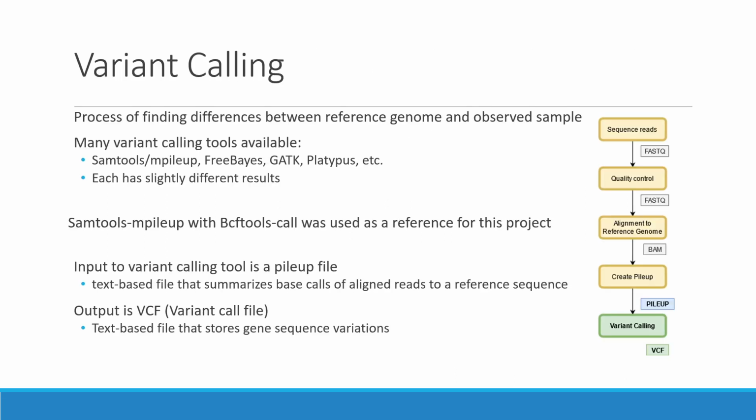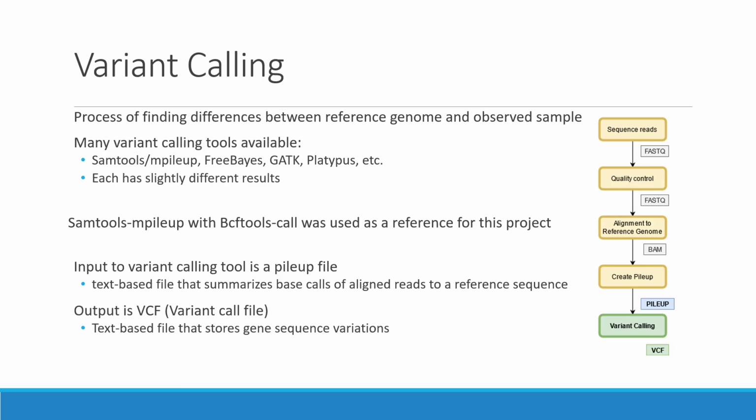Variant calling is a process of finding differences between the reference genome and the observed sample. It is widely used for variant detection, and there are many tools available. Tools used for this project were SAMtools and mpileup for pileup file generation, and BCFtools call for generation of the reference .vcf file for algorithm evaluation.